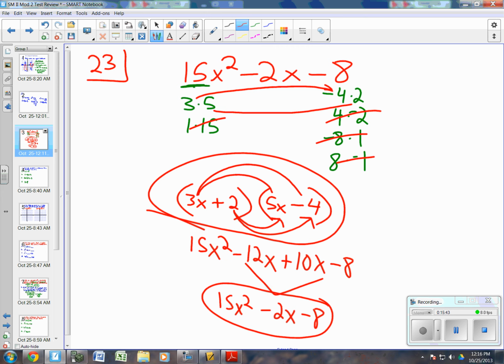3x plus 2 times 5x minus 4. And I've got those factored. We're going to practice a couple more of those today, so you guys can look at that. All right, I am going to answer a few questions on 2.6.